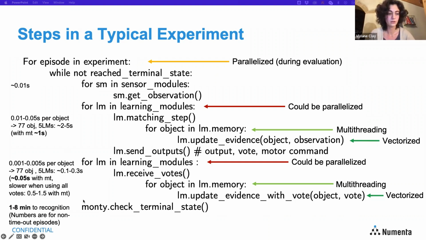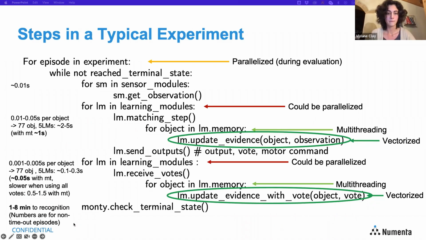And then overall, taking as many steps as we need to recognize the object, it takes about 1 to 8 minutes for episodes where we don't time out. So how many steps is that in general, usually? It's usually between 20 and 200 steps. We have a maximum of 500 steps, which is when we reach timeout.